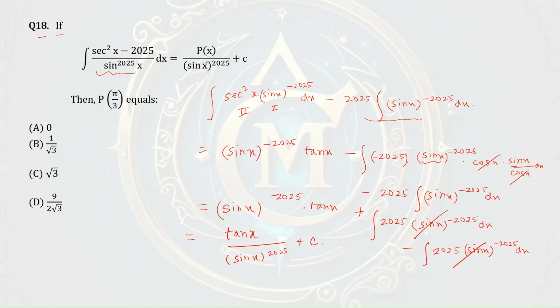So we can compare with the given form. This p(x) is this function tan x, so p of pi by 3 becomes tan of pi by 3, that is root 3. So option C will be the correct option. I hope you understood this question.